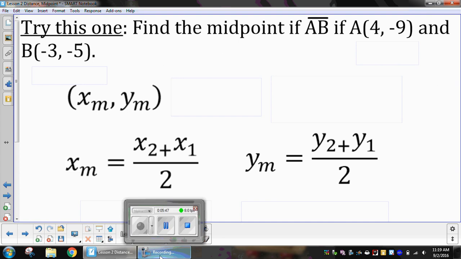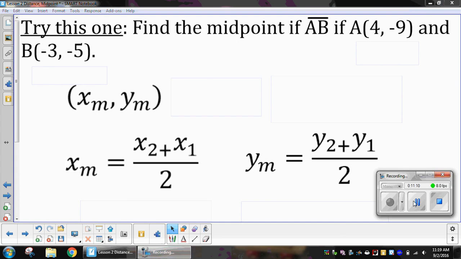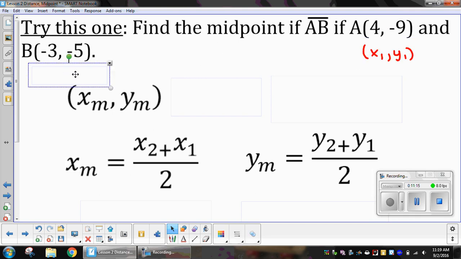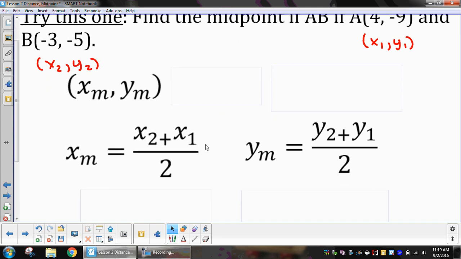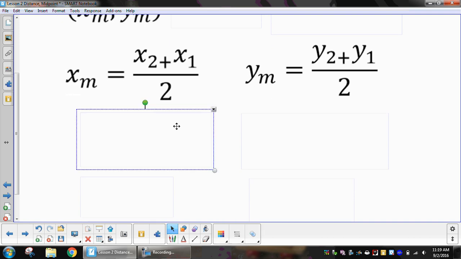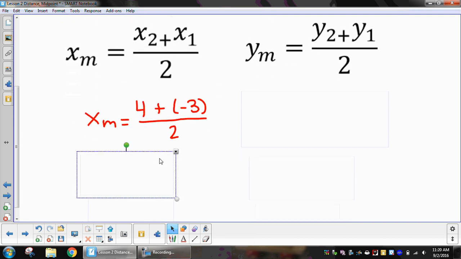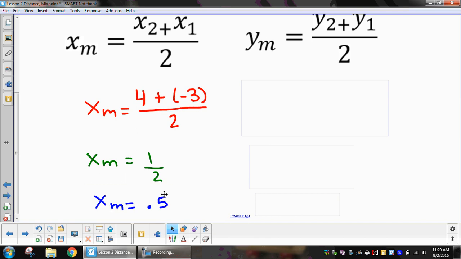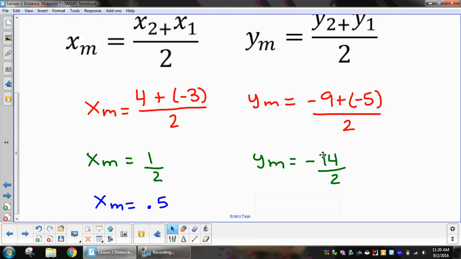So go ahead and pause here and find the midpoint of AB. So as I recommended, you label one x1, y1, the other one x2, y2. And we're going to go ahead and plug in. When I do that and simplify, you might have left it as 1/2, that's fine. I get the x coordinate, and now I'll get the y coordinate, which is negative 7. So I'm not done yet.